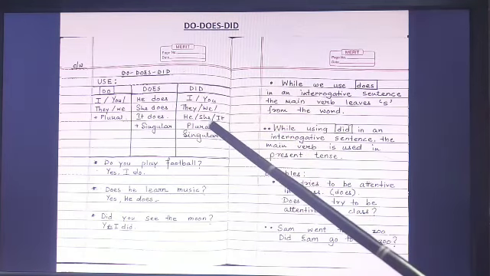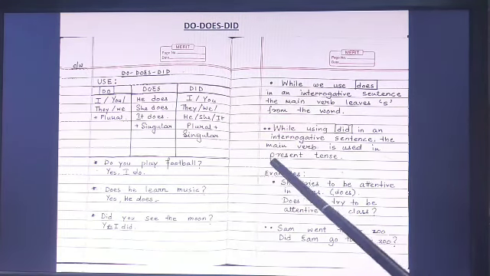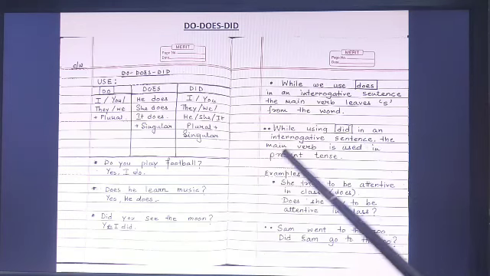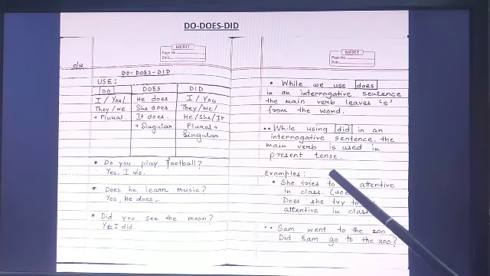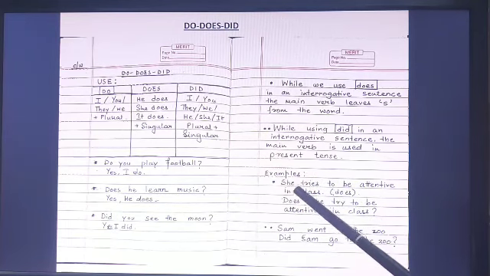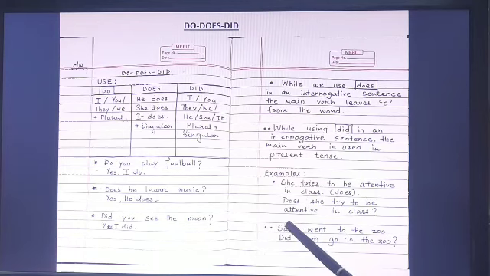Now there is another rule, that is with did. So while using did in an interrogative sentence, the main verb is used in the present tense. Okay. For example, Sam went to the zoo. What is the tense here? Went is the verb. Correct. And what is the tense here? It's a past tense. Very good.